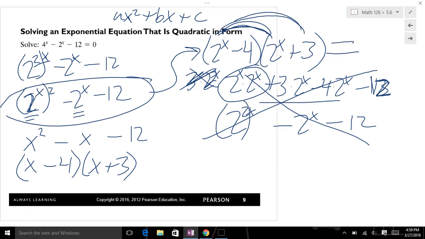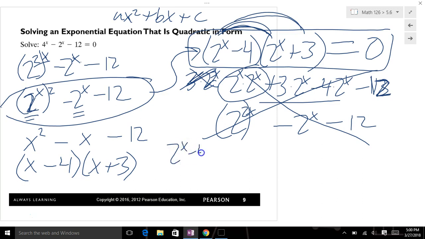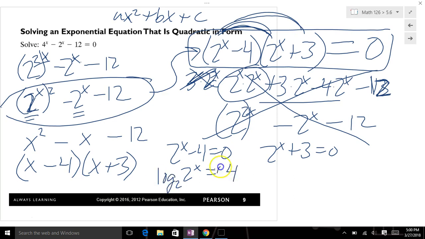So anyways, let me go back to this right here. We have this equal to 0. Now we're going to solve that. So 2 to the x minus 4 equals 0, and by the zero product property, 2 to the x plus 3 equals 0. Add 4 to both sides: 2 to the x equals 4. Run the log base 2 right here, and you've got x equals log base 2 of 4. And remember, 4 is 2 squared. So you've got log base 2 of 2 to the 2. X equals 2.